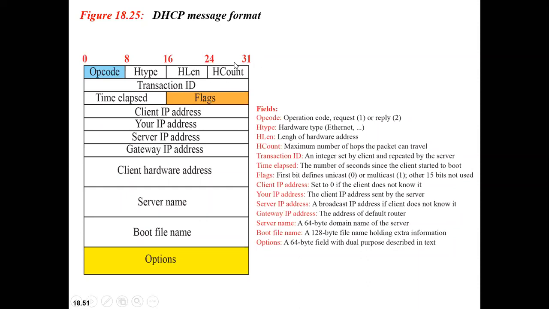Next is H count. It's nothing but the maximum number of hops a packet can travel, which means through interfaces and intermediate devices. Maximum number of hops a network packet can travel.